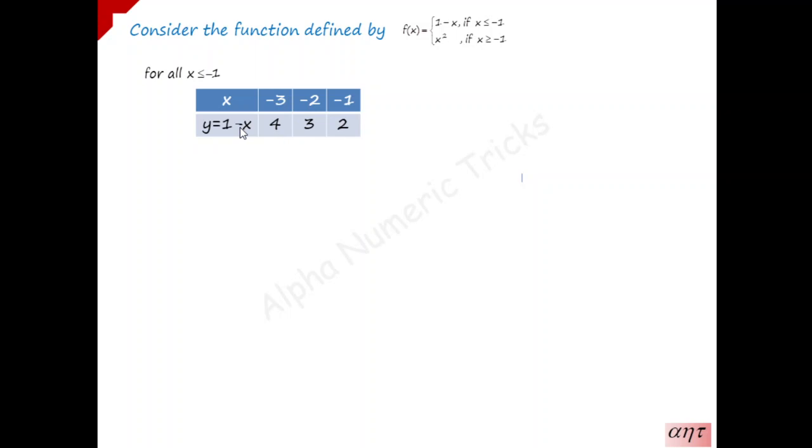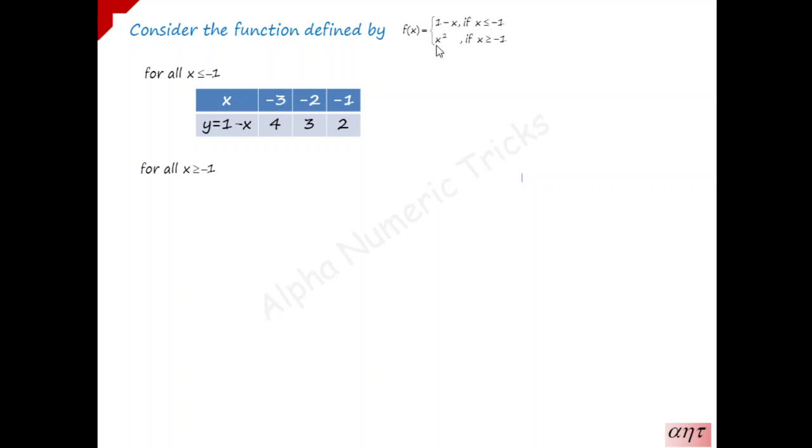When you substitute x is equal to minus 2 here, minus of minus 2 becomes plus 2, so 1 plus 2 is 3. When you substitute x is equal to minus 1, minus of minus 1 becomes plus 1, so 1 plus 1 is equal to 2. So these are the points we obtain when x is less than or equal to minus 1. What happens if x is greater than or equal to minus 1?